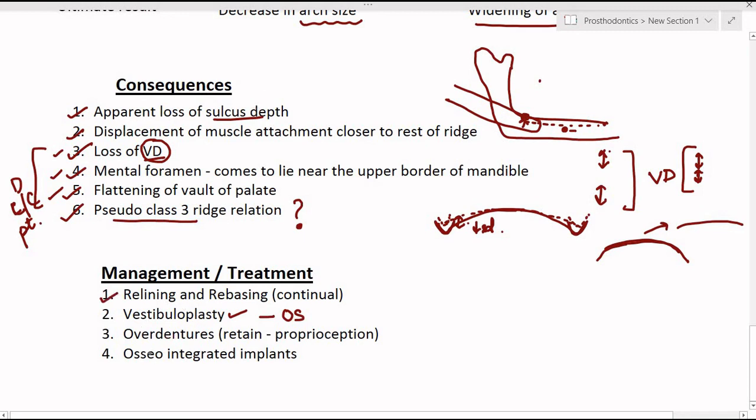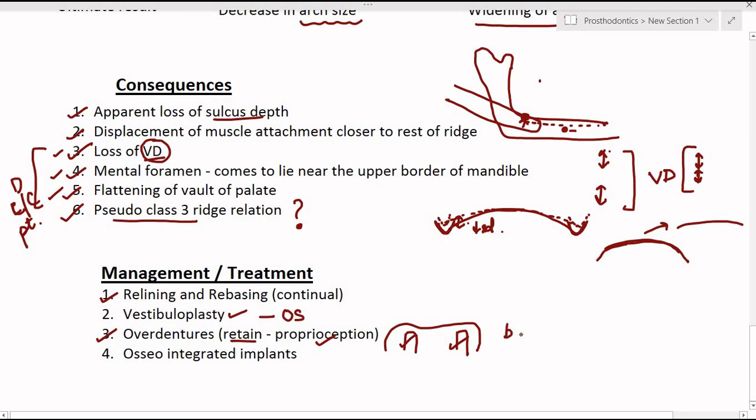Vestibuloplasty I discussed, related to the sulcus depth. Then I come to overdentures. Now this is also a detailed topic, but in overdentures you basically retain the tooth. You prepare the tooth, there's a coping, and then you build the denture over it. So you retain the tooth. When you retain the tooth, the proprioception is also retained.